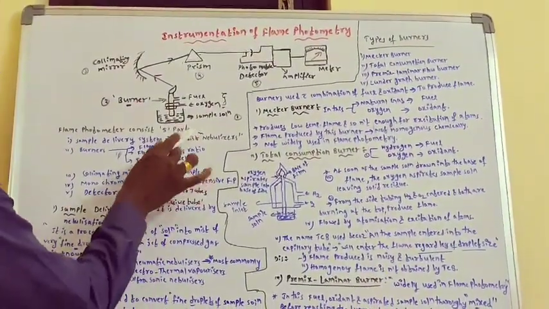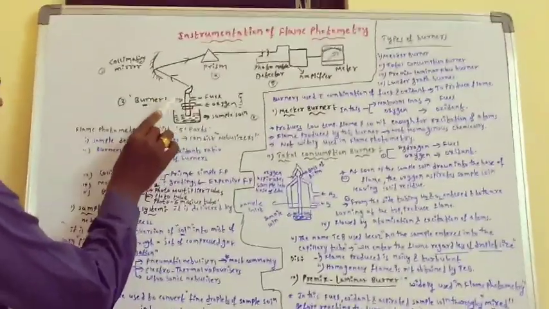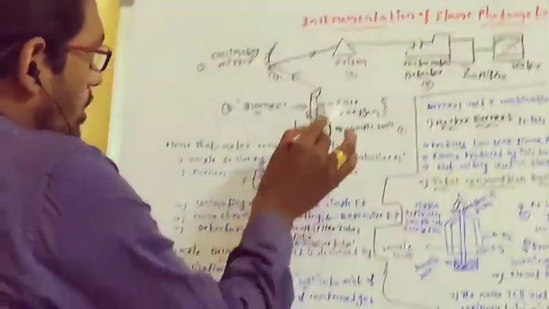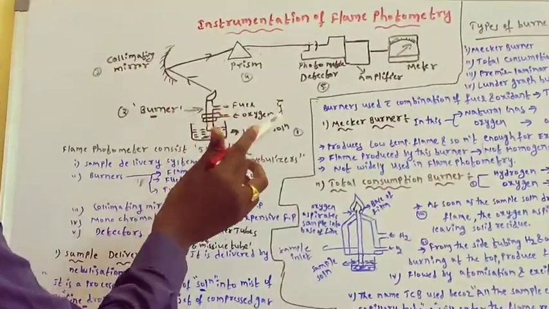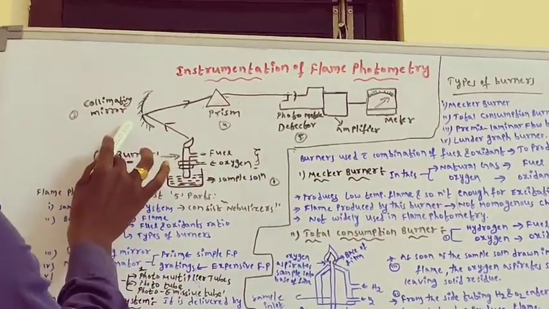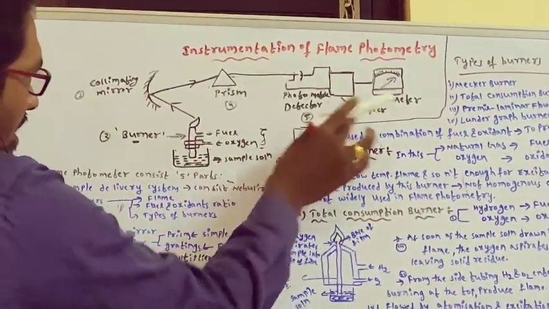Here you can see the parts. This one is the sample solution. Here, this whole part is the burner. If you need to understand the burner, we need to know about the fuel and oxidant ratio and the properties of the flame. Then collimating mirror, prism, photometric detector, amplifier, and meter.